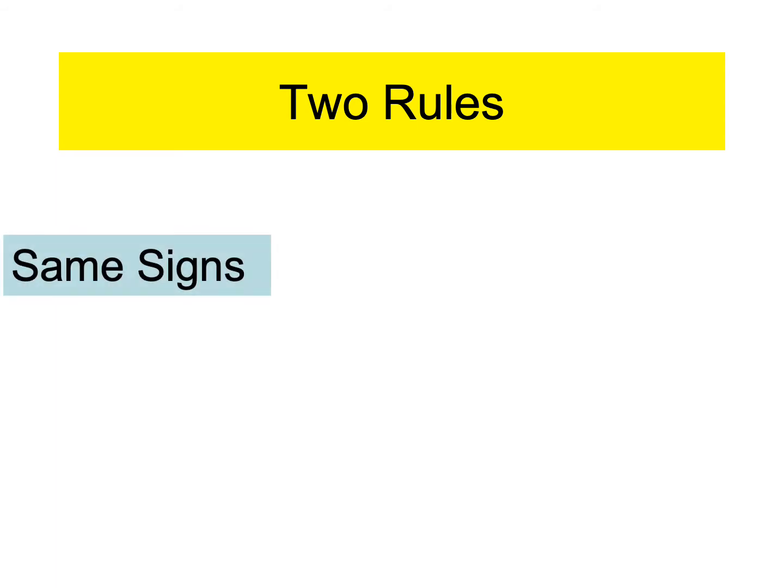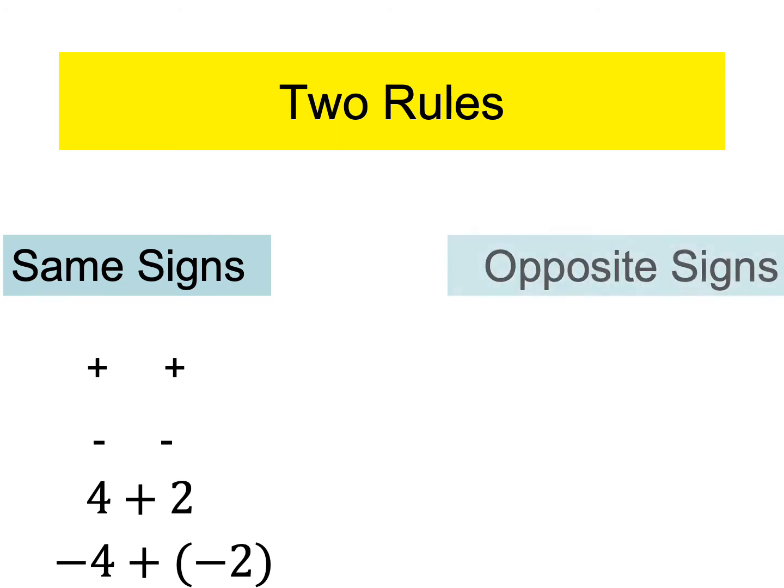Well, just remember there are two rules for addition. There is the rule when you're adding two signs that are the same, either a positive and a positive, or a negative and a negative. For instance, 4 plus 2, both 4 and 2 are positive, or negative 4 plus negative 2, where both the 4 and the 2 are both negative. So either the signs are the same or they're not. They're opposite or different from each other.